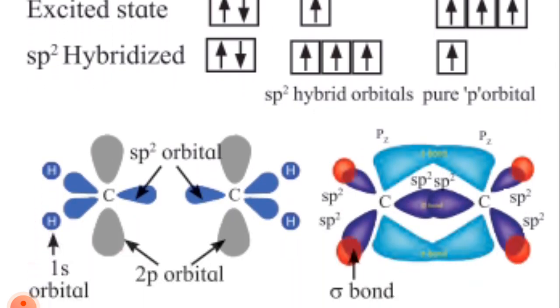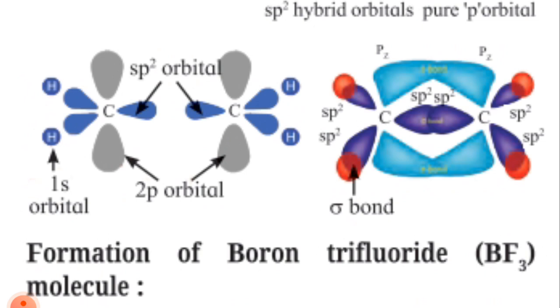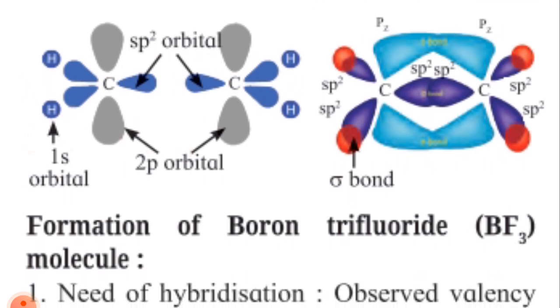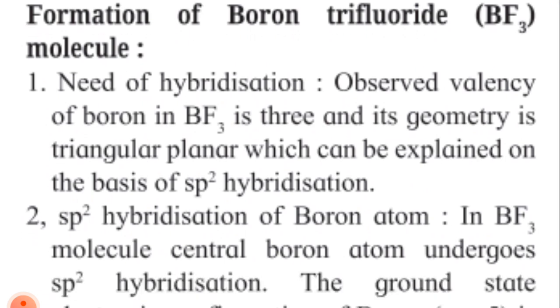Formation of boron trifluoride, BF3 molecule. First, the need of hybridization: the observed valency of boron in BF3 is 3 and its geometry is triangular planar, which can be explained on the basis of sp2 hybridization.